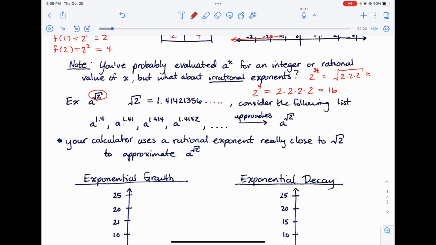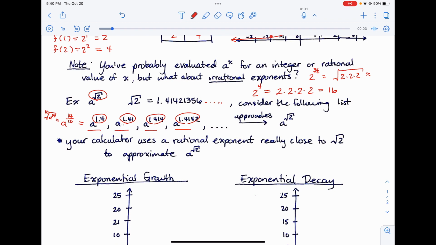Well, consider the following list. This list here, I have a to various powers. Notice how, because these are all finite decimal numbers, these are all rational numbers. And so there is a sense to where you could essentially treat this first one in the list as a to the 14 over 10. And if you can treat it that way, you can think of how you would expand it according to roots and powers. This would be the 10th root of a to the 14. That's something your calculator can actually spit out for you.